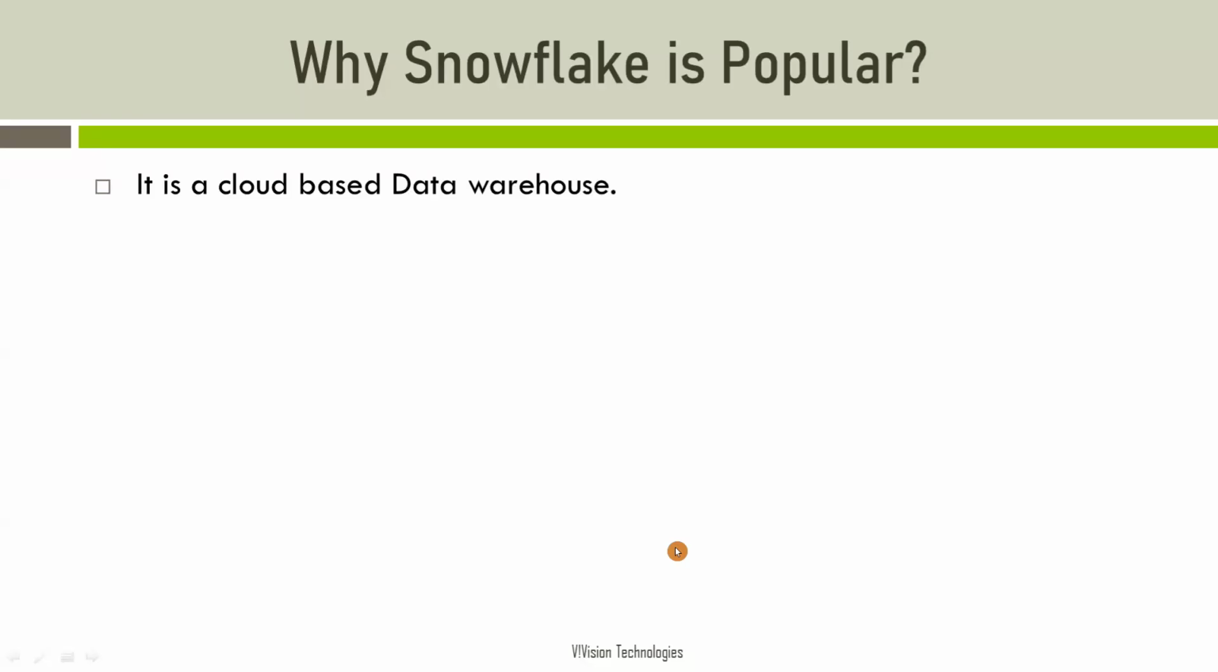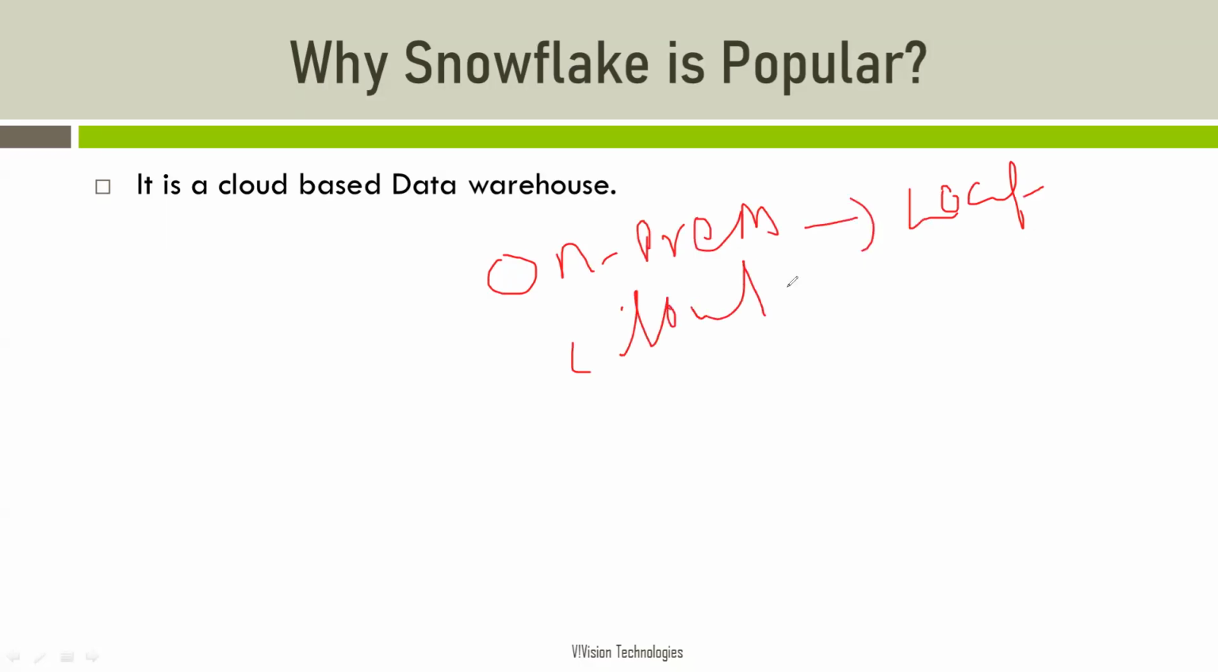On-premises means the services are running over the local system. There is a difference between on-premise and cloud. If it is on-prem, it is not running on the internet. If it is cloud, the service is running on the internet. So that is a major difference.